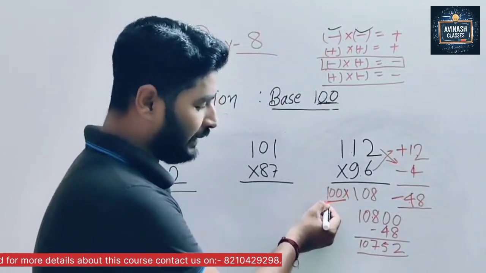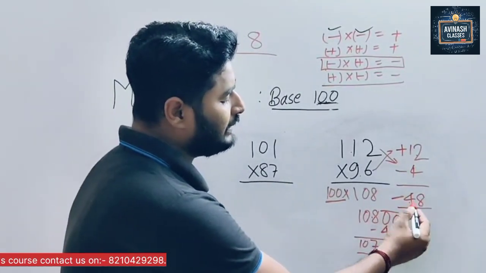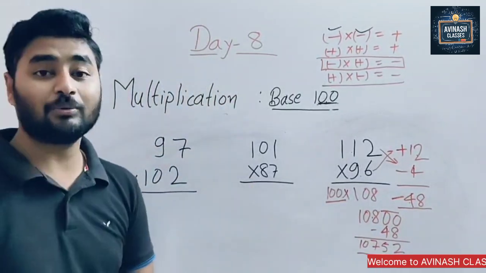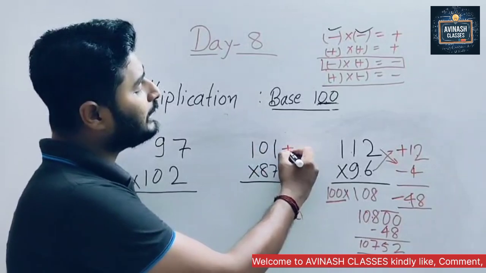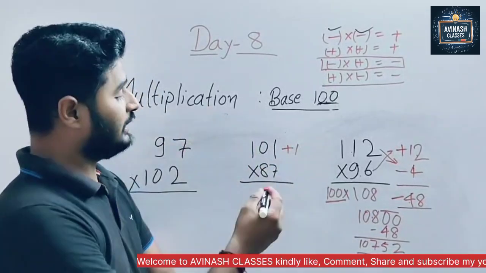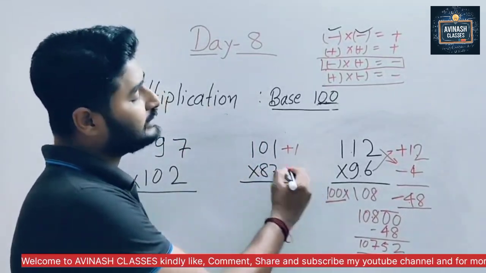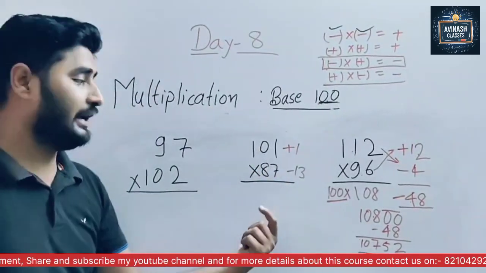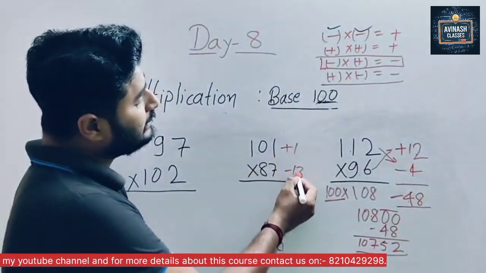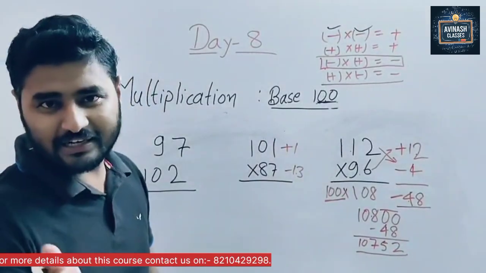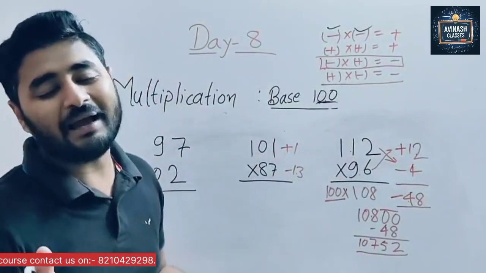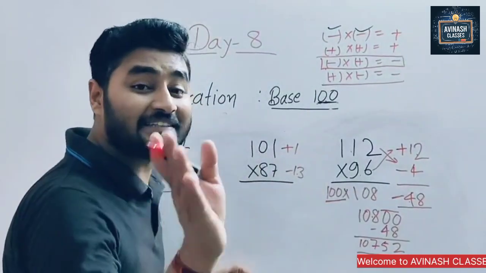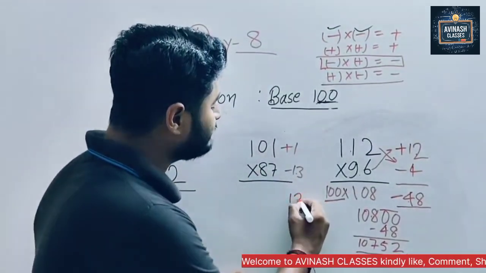Here only one thing we have to understand. Here we have to multiply with 100, then 20 will come, and then we have to do subtraction. Only one step more. Now in this question, what do we have to do? +1, because this is 1 extra. And here this is negative 13, because this is 13 less compared to 100. Now here 13 into 1. Any number we multiply with 1, we get the same number. So here we write 13.